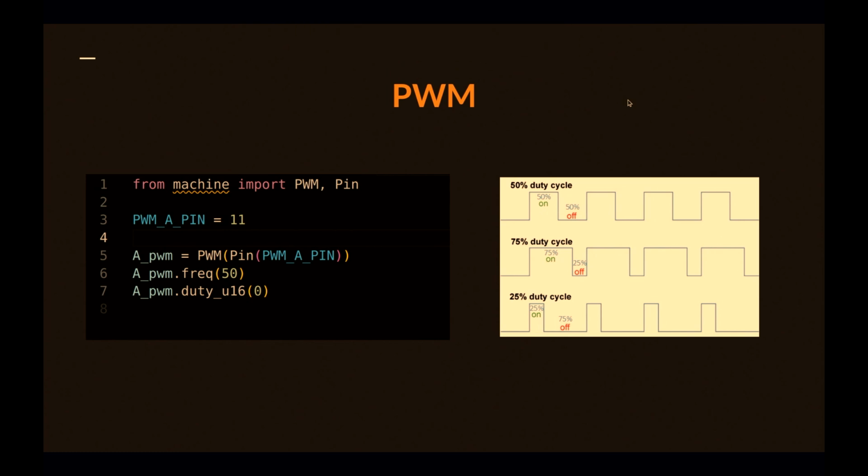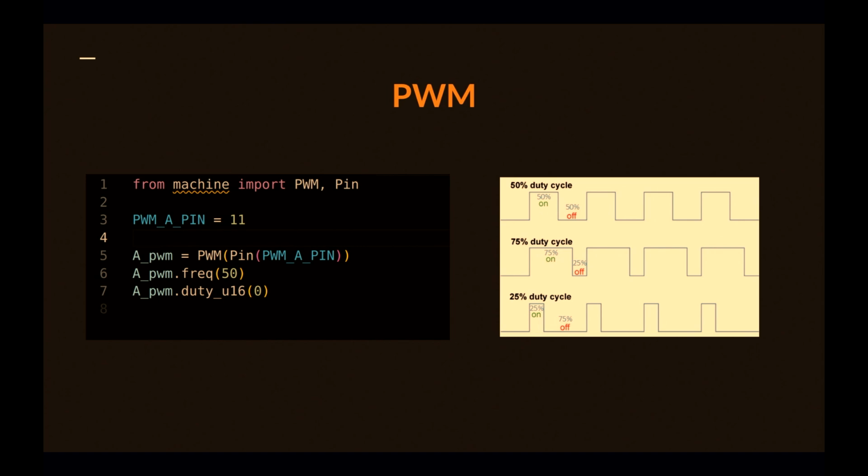Okay, the next one is PWM. PWM means pulse width modulation, and the idea is that this thing has two parameters. First one is the frequency, and the second one is the duty cycle. So the frequency 50 Hertz means that we will generate a periodical signal and we will have 50 periods per second. And the duty cycle means how much of the time from one period we want to have logical 1 and how much time we want to have logical 0.